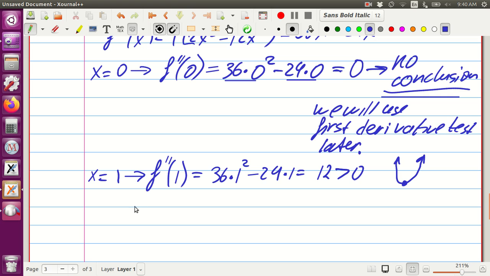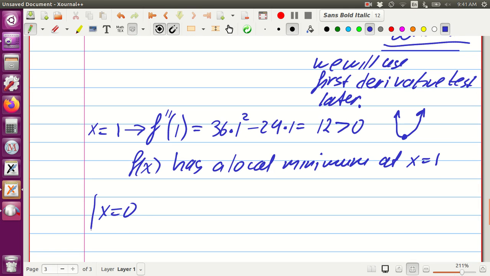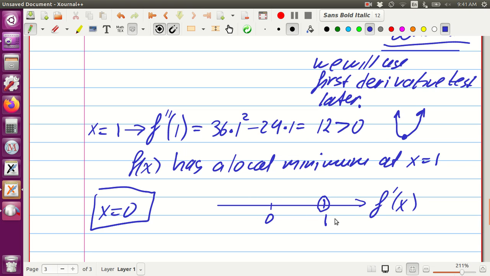So we say f of x has a local minimum at x equals 1. Now we have to reconsider x equals 0. So for x equals 0, this is our 0, this is our 1. We already know what's going on at 1, right? We just have to figure out what's going on at 0. But when we do the sign graph for the first derivative, we cannot go beyond 1. We just have to be in this region, on the left side of 0, then on the right side of 0, but not beyond 1.